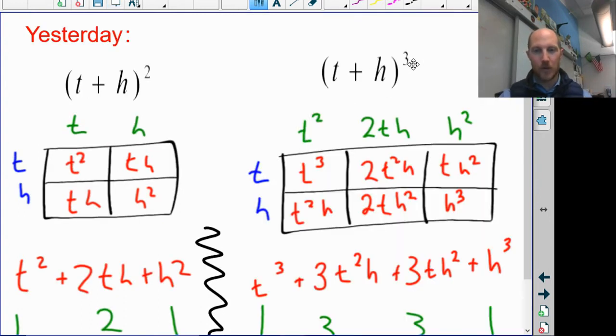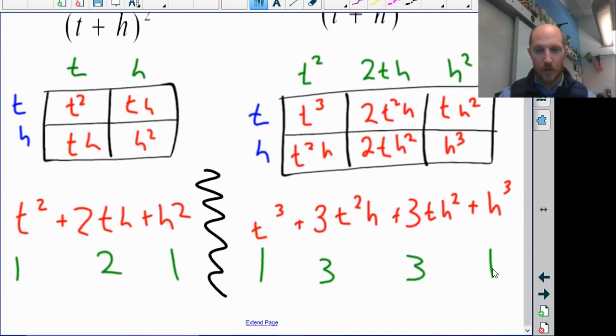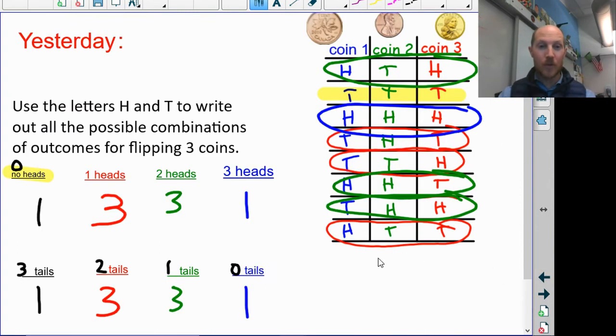We did t plus h quantity to the power of 3. So we took that previous answer, put that on one edge of the multiplication box, multiplied by t plus h one more time, collected like terms, and ended up down here with t to the power of 3 plus 3 t squared h plus 3 t h squared plus h cubed. And I asked you yesterday to identify those coefficients, 1, 3, 3, and 1. Those seem familiar, that pattern, 1, 3, 3, 1? I hope so, because we just saw it right here. It's the same as these categorizations that we saw from our outcome table of doing 3 coin flips.